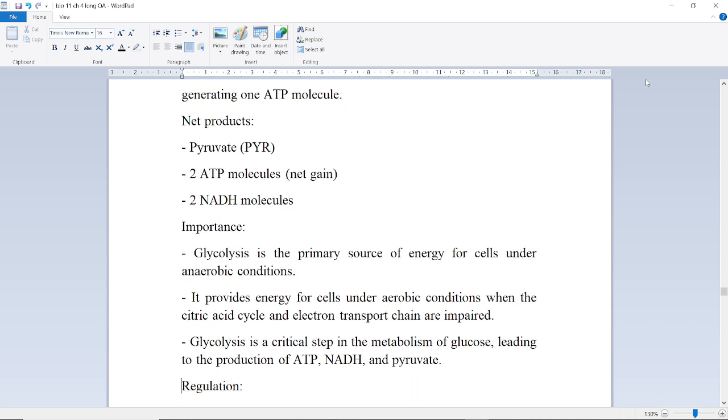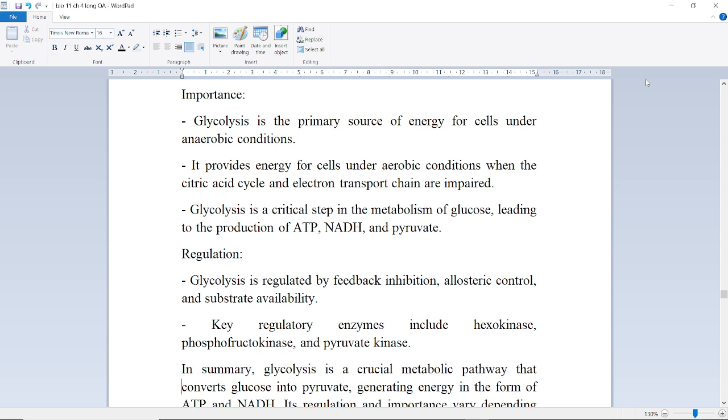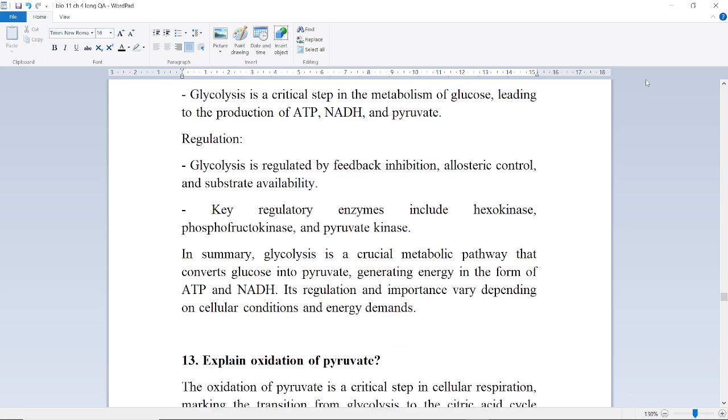Importance: glycolysis is the primary source of energy for cells under anaerobic conditions. It provides energy for cells under anaerobic conditions when the citric acid cycle and electron transport chain are impaired. Glycolysis is a critical step in the metabolism of glucose, leading to production of ATP, NADH, and pyruvate. Regulation: glycolysis is regulated by feedback inhibition, allosteric control, and substrate availability. Key regulatory enzymes include hexokinase, phosphofructokinase, and pyruvate kinase.